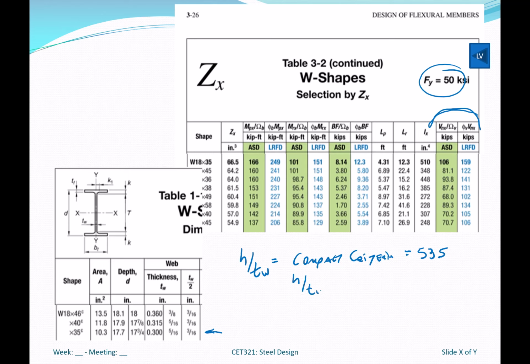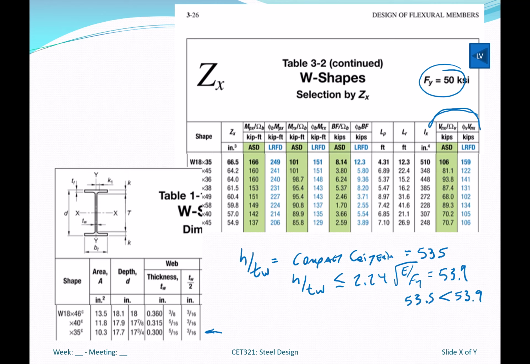H over TW less than or equal to 2.24 square root of E over FY. So if I take 29,000 divided by 50 and take the square root of that times 2.24, I get 53.9. And again, it's close, but it is less.